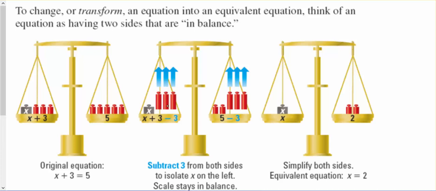We're going to say, well, let's get rid of these 3 widgets that are with our variable x, and if we keep our balance or our scale in balance, if we take away 3 widgets from our left side, we need to take away 3 widgets from our right side to keep that scale in balance. And so then we can see that this x widget is worth 2 of the red widgets. Now, what's a widget? It just means anything. It's just whatever these little blocks are called.